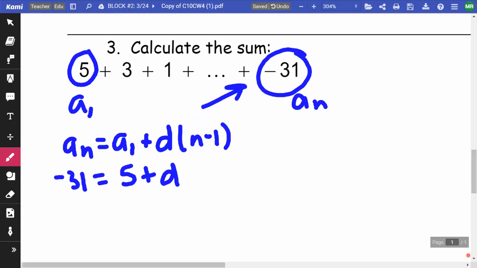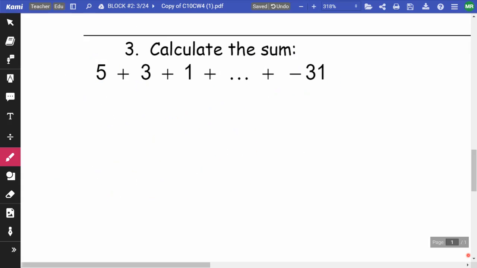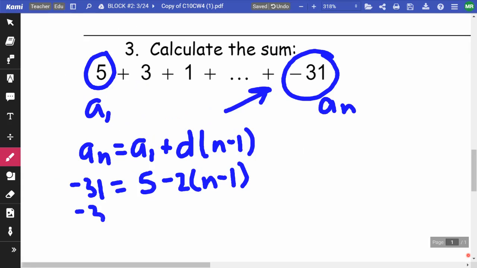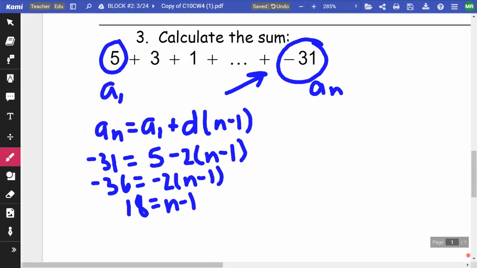Because I can look and see that what I am doing is minusing 2. So instead of a plus, I'm going to write minus 2 times n minus 1. I'm going to minus 5. So I'm going to get a negative 36 is equal to negative 2 times n minus 1. I'm going to divide by negative 2. So I get 18 is equal to n minus 1. So I now know that that is my 19th term.